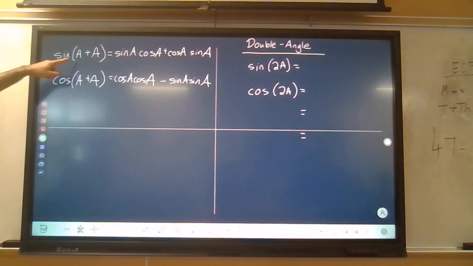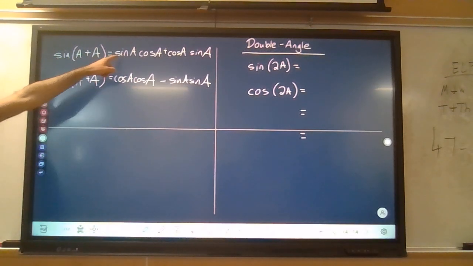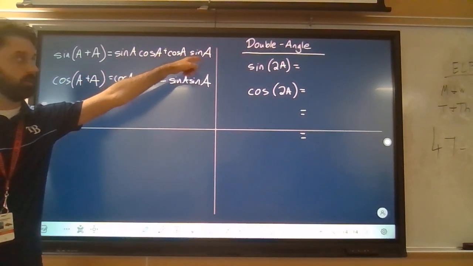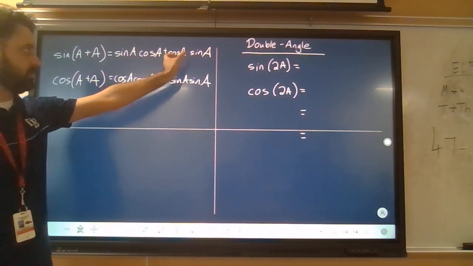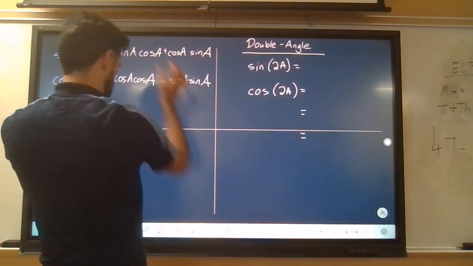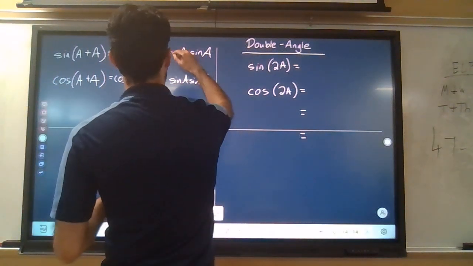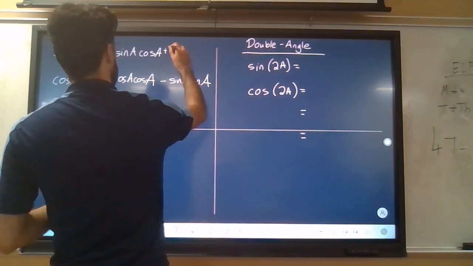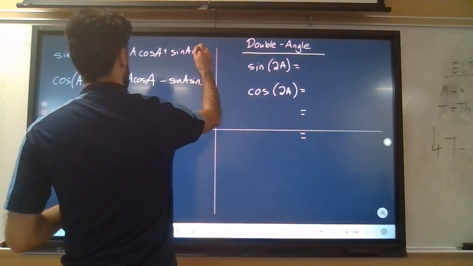Now, simplifying this top one, we have sine of A, cosine of A, plus cosine of A, sine of A. Well, multiplying two things, cosine with sine, I could switch the order, so I could just flip it so it looks more like these. So let's do that. I'm going to just switch cosine of A and sine of A. Sine of A, cosine of A.